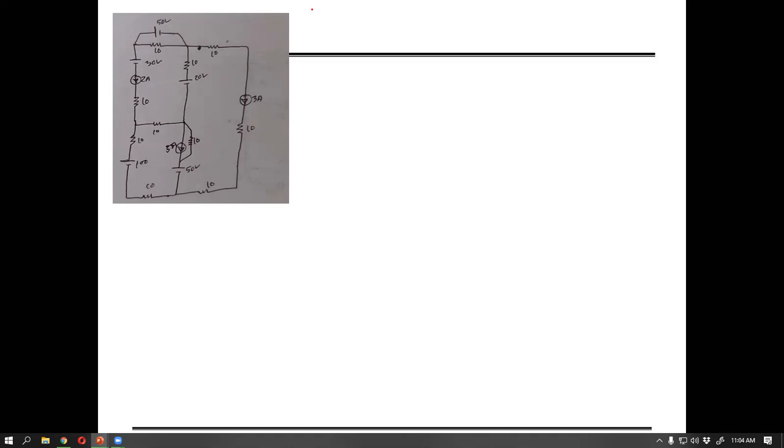Loop equation. Okay, so loop equation. You know that our loop equation rules are three rules. At first, convert parallel resistance to one. So any parallel resistance, there are no parallel resistance.